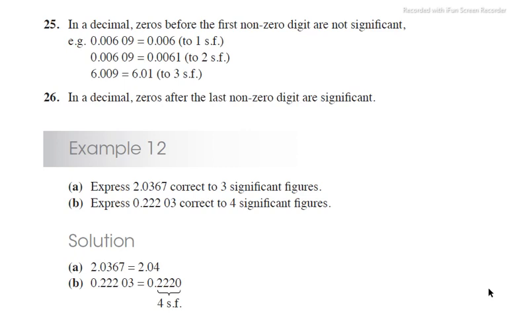We can still write the same figure to 2 significant figures, that is if we are rounding off the 9 to the nearest tens, to give us 0.0061, and in that our significant figures are 6 and 1.